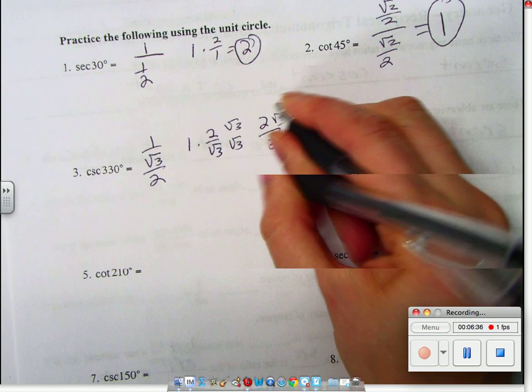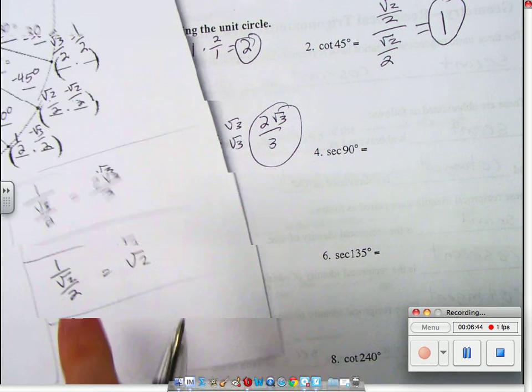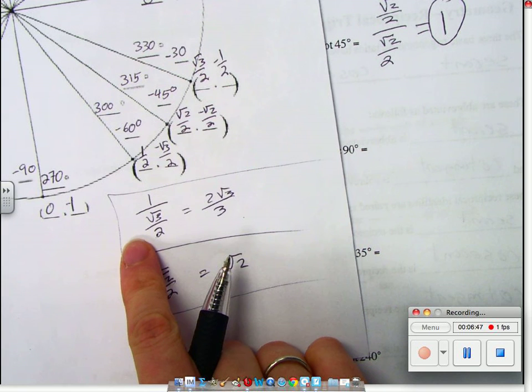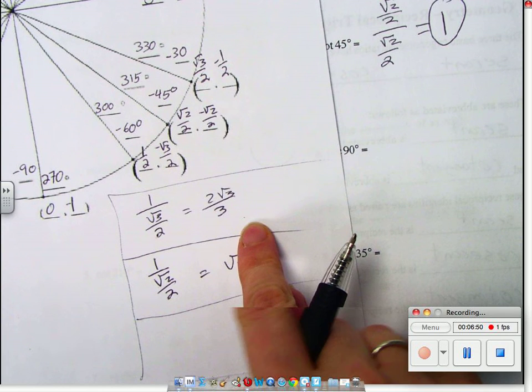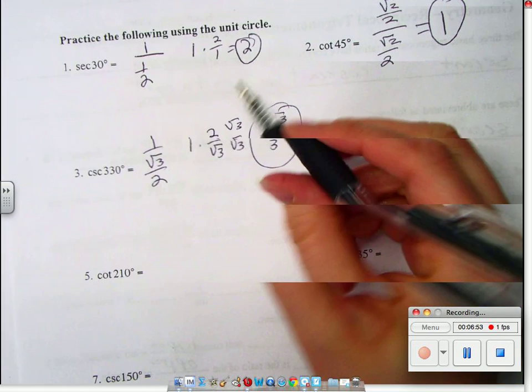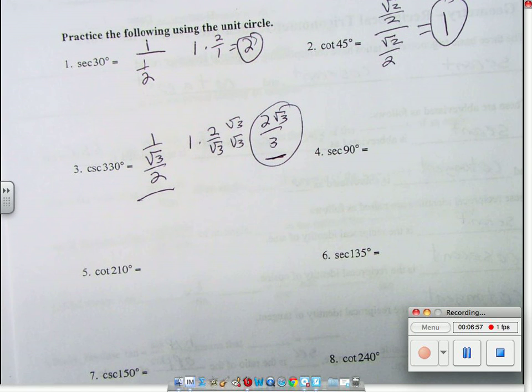That was a lot of work. Not only did I have to flip it over, I also had to multiply by the square root of 3. I would add that to the bottom of my paper right here: 1 over square root 3 over 2 equals 2 square root 3 over 3. I'm going to take this paper off because it's the same thing you have here, and here. You write those two things down that I just underlined, it'll make it a lot quicker on your paper.